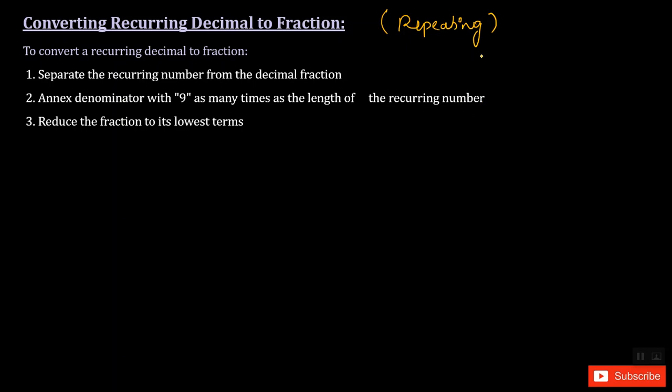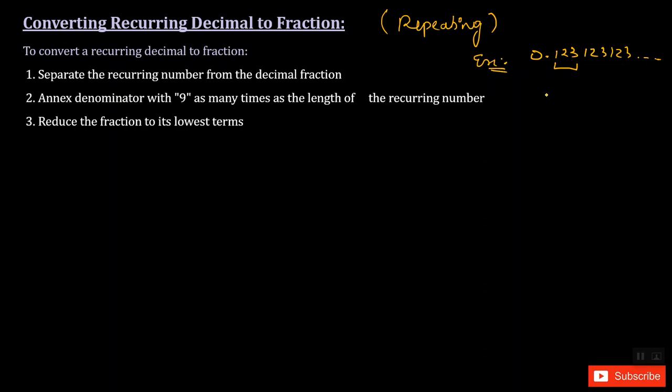If I write an example, I can say 0.123, 123, 123 and so on. Look at here, 123 is repeating till infinity. The same digits, 123, 123, 123, are repeating to infinity, and these are called repeating decimals.